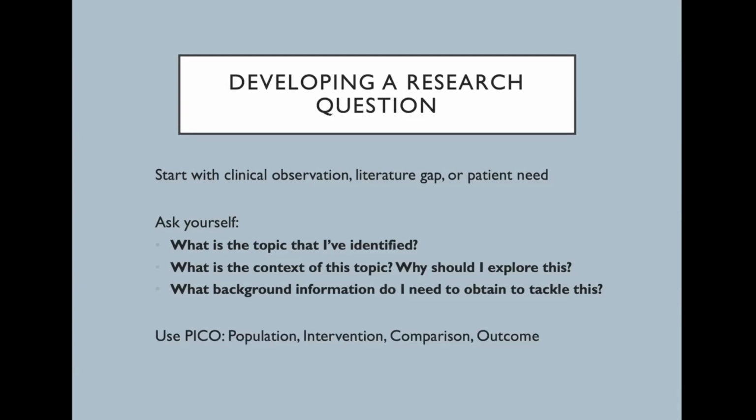So this kind of framework has been developed, and it's well used and well known. It's called PICO. PICO stands for Population, Intervention, Comparison, and Outcome, and it's used for a lot of quantitative studies in order to develop a solid research question that you can tackle. So we'll take a look at it in the next slide.